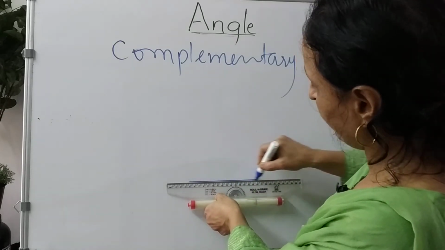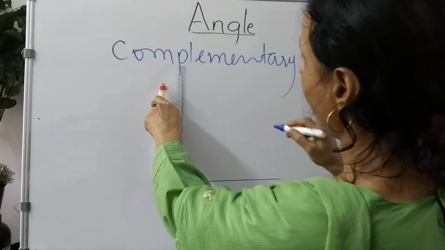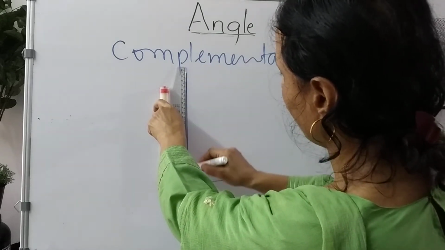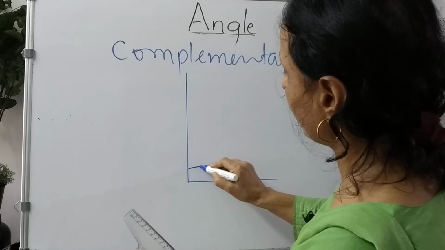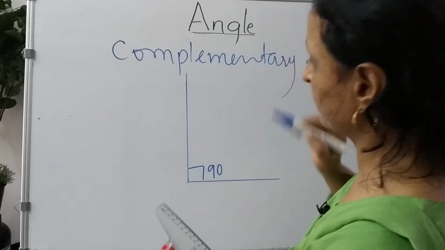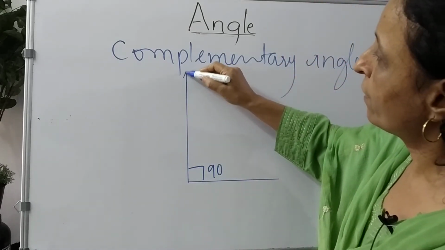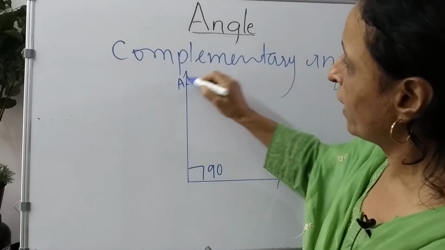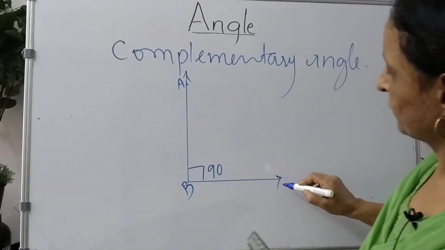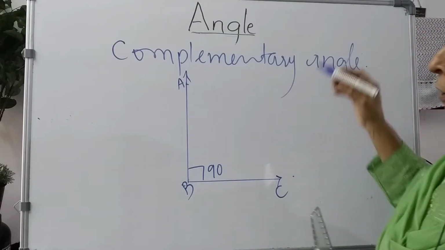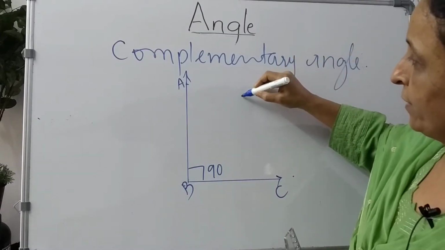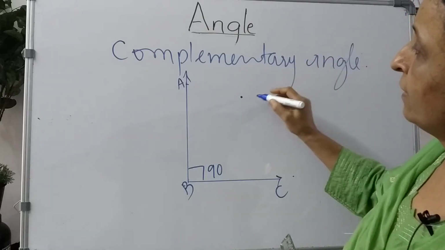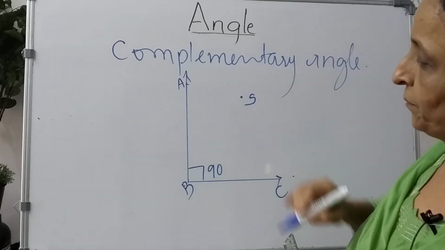draw a line here and make the angle a right angle here. Now you know right angle means I have made 90 degrees. Now this is a right angle. Let us label it as ABC. Now I take a point in the interior of this angle, say S.